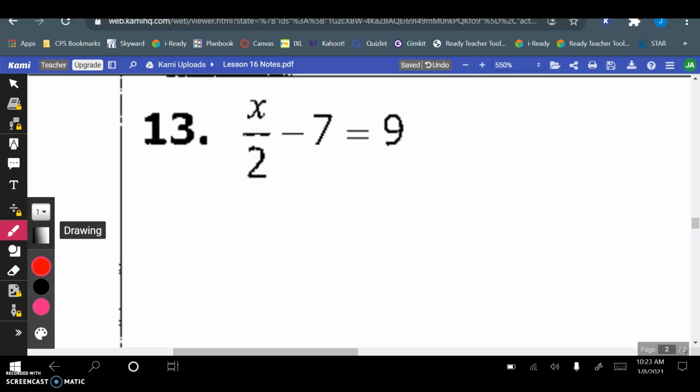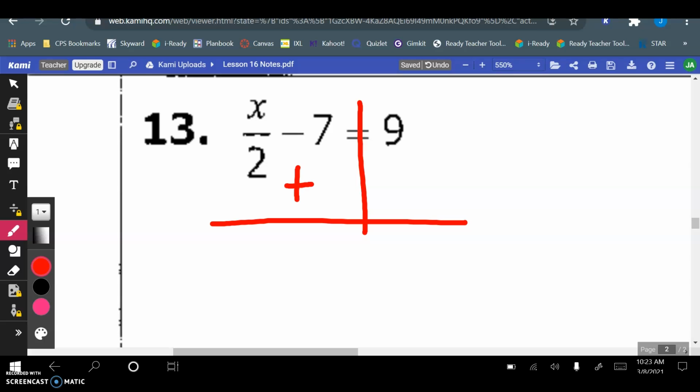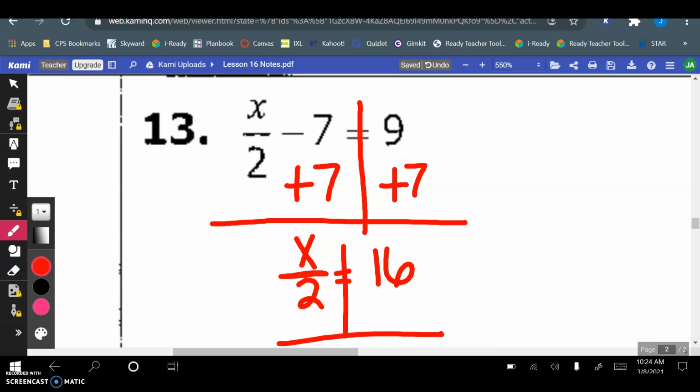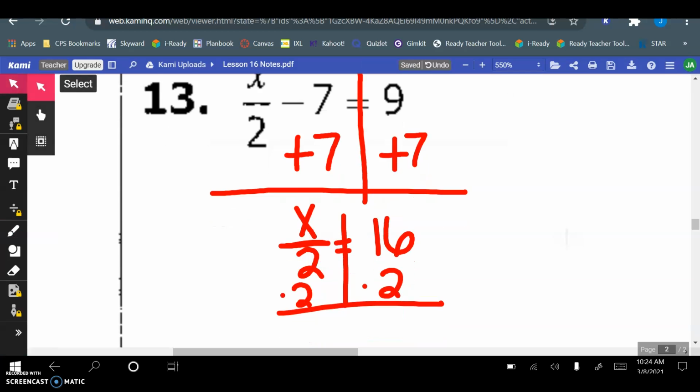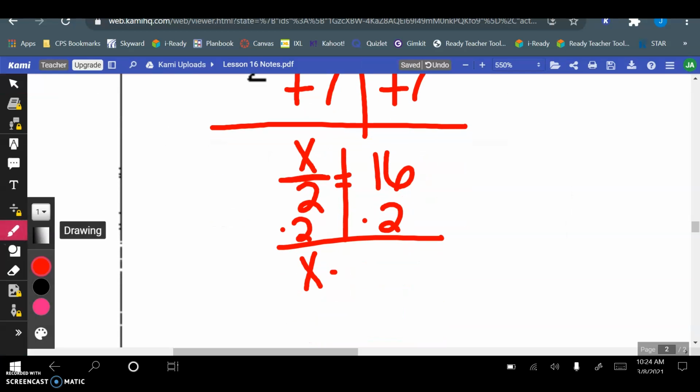All right. One here that looks like it has a fraction involved. So again, move to the side where the variable is, and farthest away from the variable is a minus 7. To cancel that, we're going to add 7 to both sides. So we have x over 2 equals 9 plus 7, which is 16. That is a divide by 2, so we're going to multiply by 2 on both sides. So we have x equals 32.